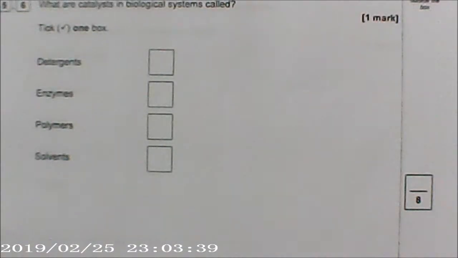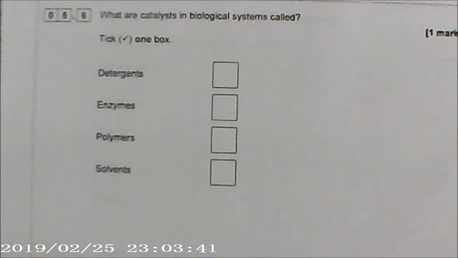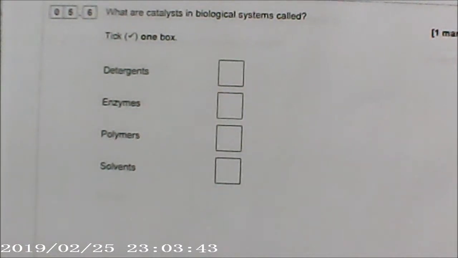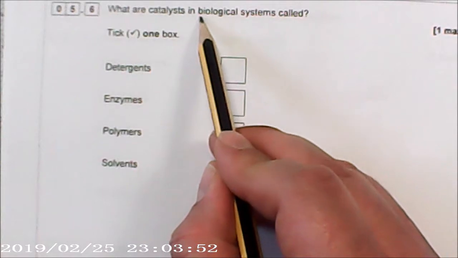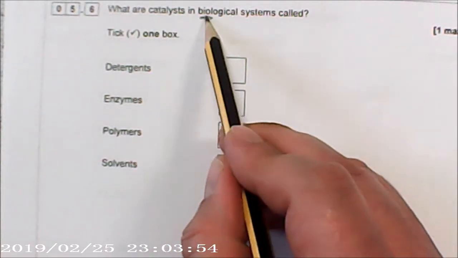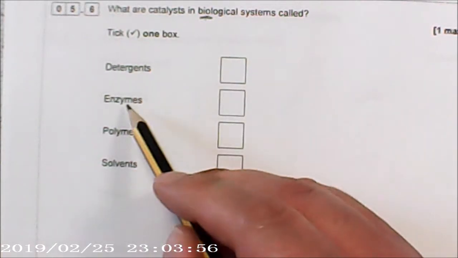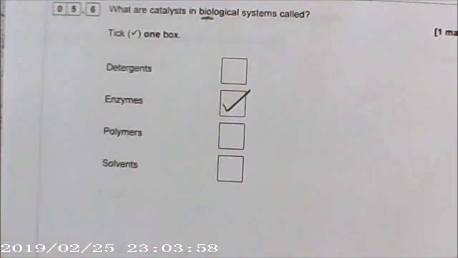Right, the last part of the question. What are catalysts in biological systems called? Now I hope that everyone has got this one, because we've said it many, many times. Biological catalysts, so bio means living. So the ones that living things produce are called enzymes.